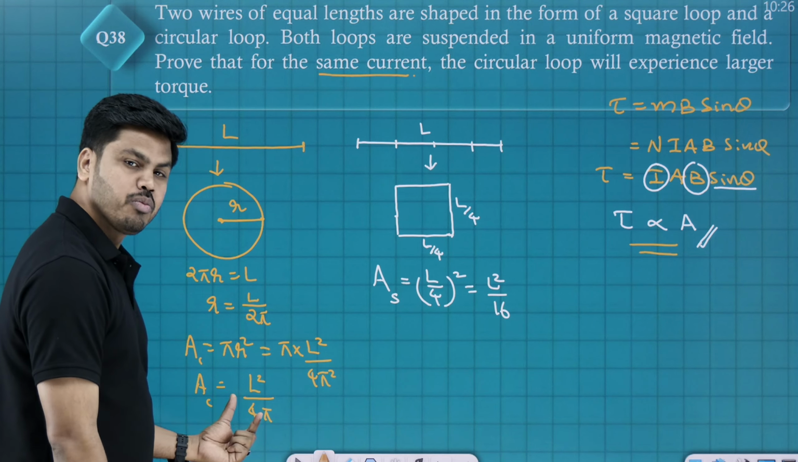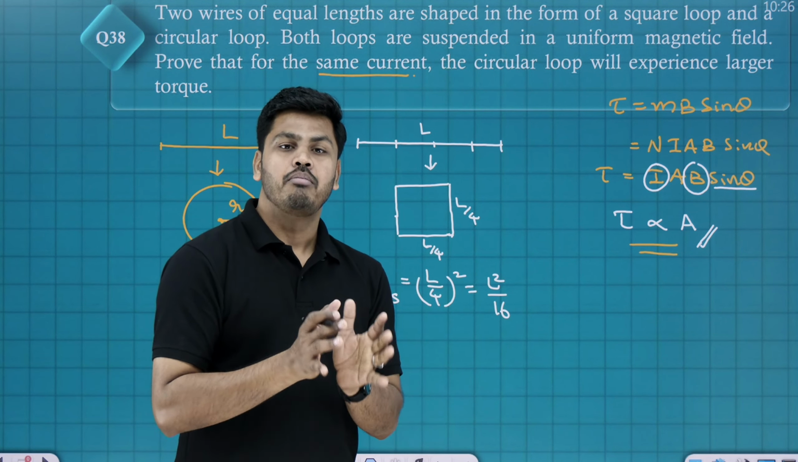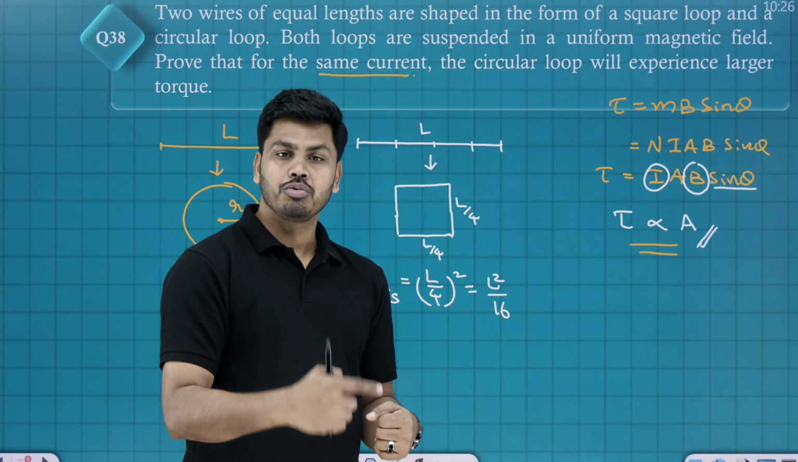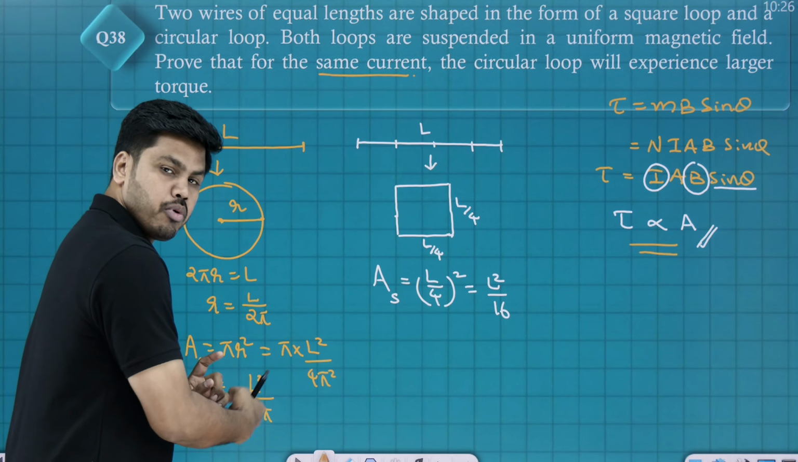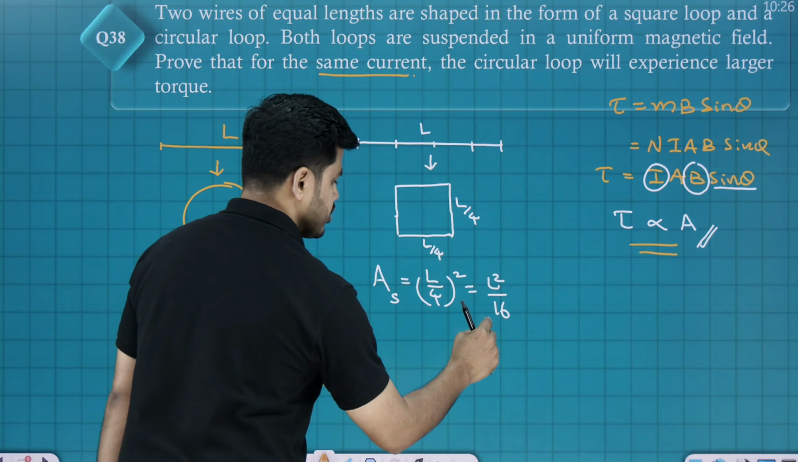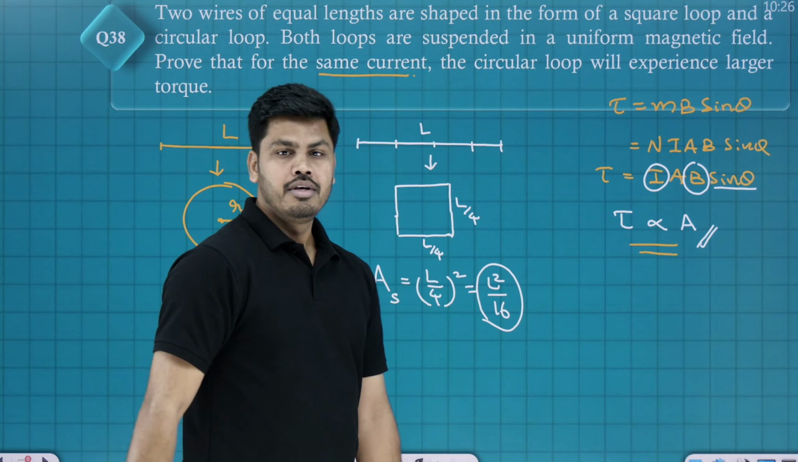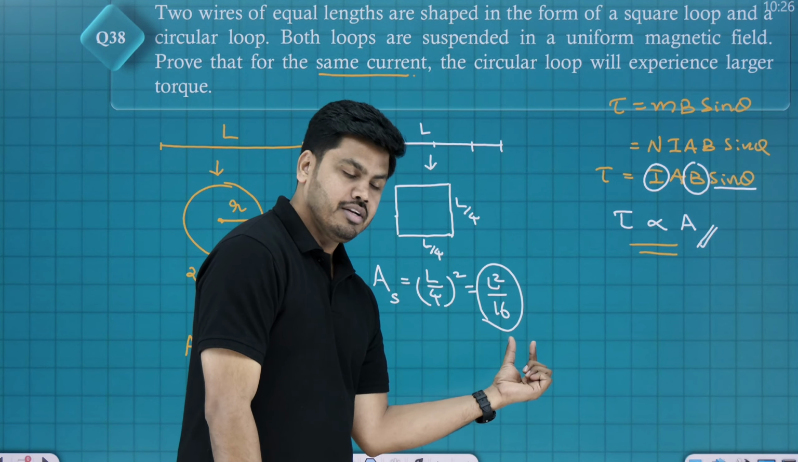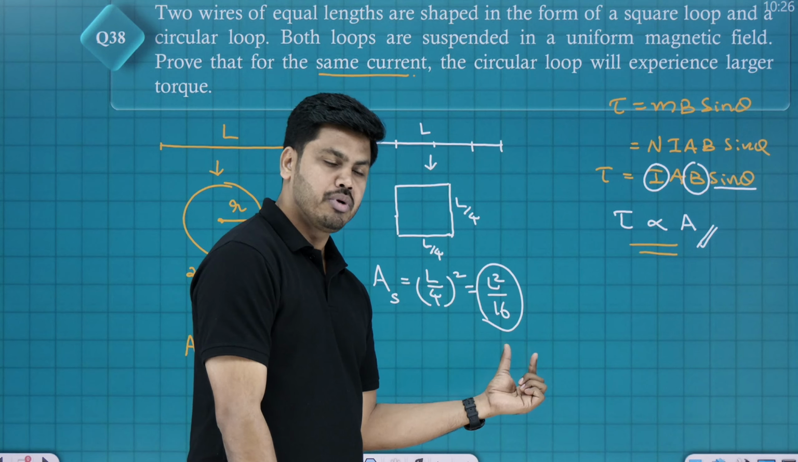But the area of the circular loop is what? L square by 4 pi. Pi, we know it is 3.14. So 4 into 3 is going to be 12 point something, 12.56 will be the value here. L square by 12.56. Here it is L square by 16. So here the denominator is greater, right? In the second case, in the square loop, the denominator is greater.